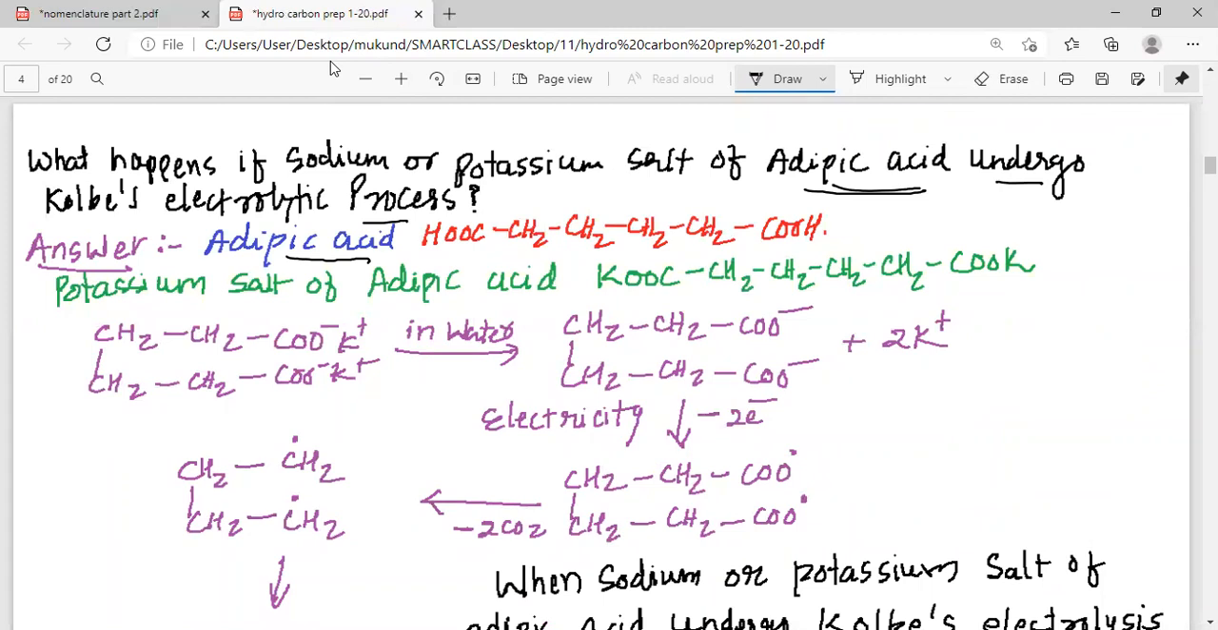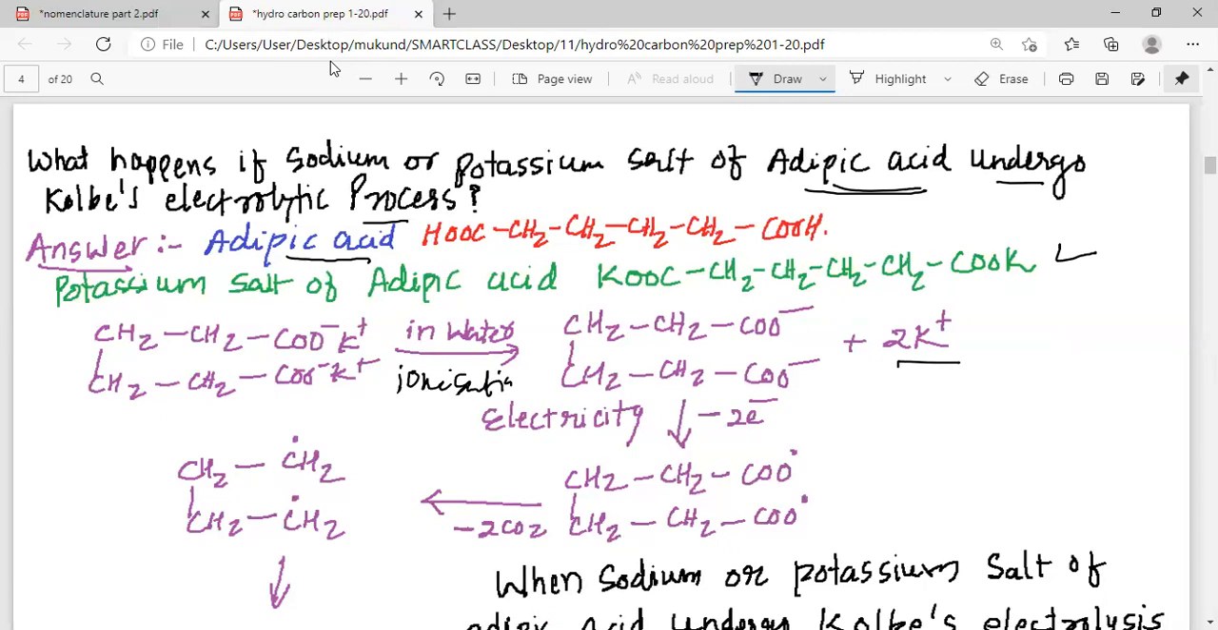Potassium salt of adipic acid, that is KOOC, CH2, CH2, CH2, CH2, COOK. This is potassium adipate, or the potassium salt of adipic acid. When this potassium salt of adipic acid is added to water, we get the aqueous solution, or it undergoes the process of ionization, let's say, and it gives us the two ions, 2K+ and -OOC, CH2, CH2, CH2, CH2, COO- ions.